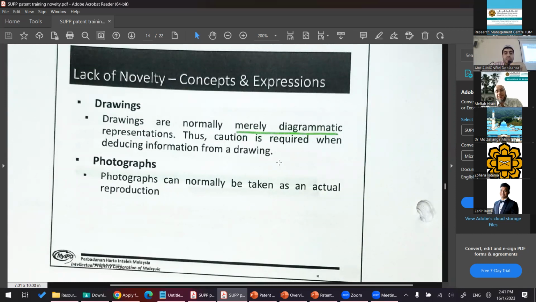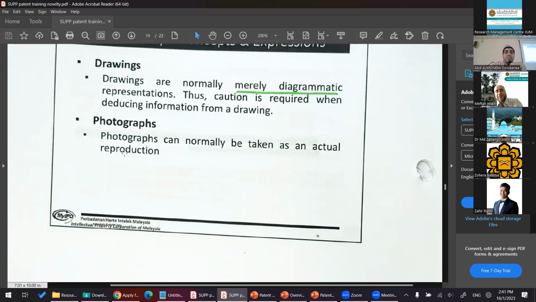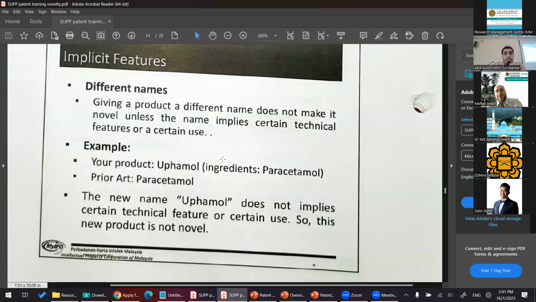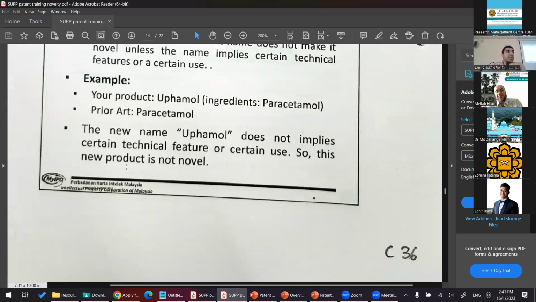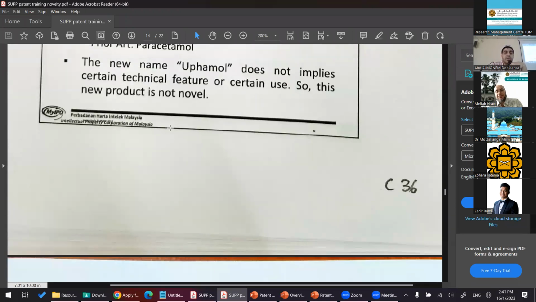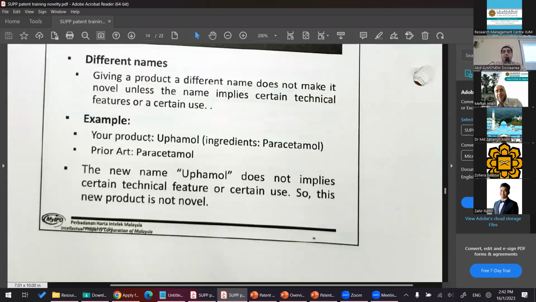Drawings are only diagrammatic. Caution is required. So basically, just take it clearly. Don't go to interpret it deeply in the drawing and in the written statements. This is for novelty. Giving a product a different name doesn't make it novel unless the name implies a certain technical feature. So if the prior art is a paracetamol product, then of course it cannot be novel at this point. It's not considered novel because the active ingredient is the same, paracetamol. But this is not about formulation. It is only about the principle of using the name. So if you rename something, it's not considered as if you changed it.